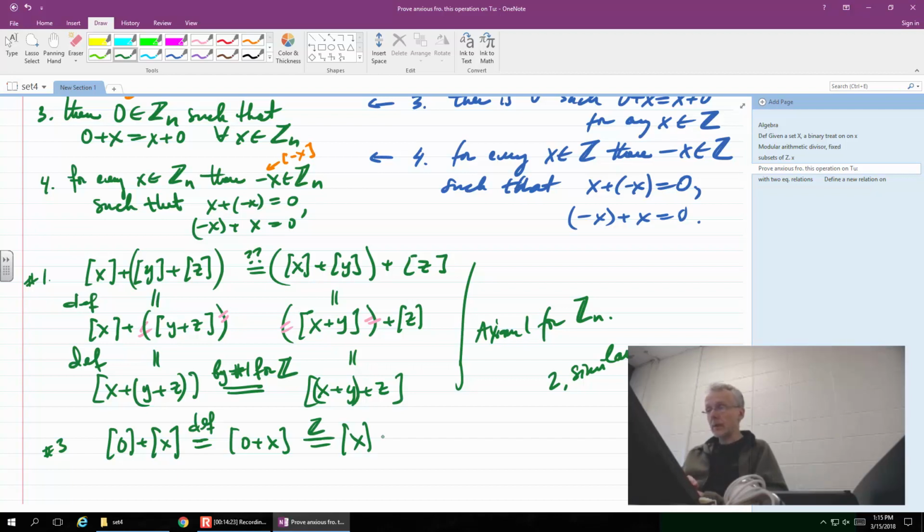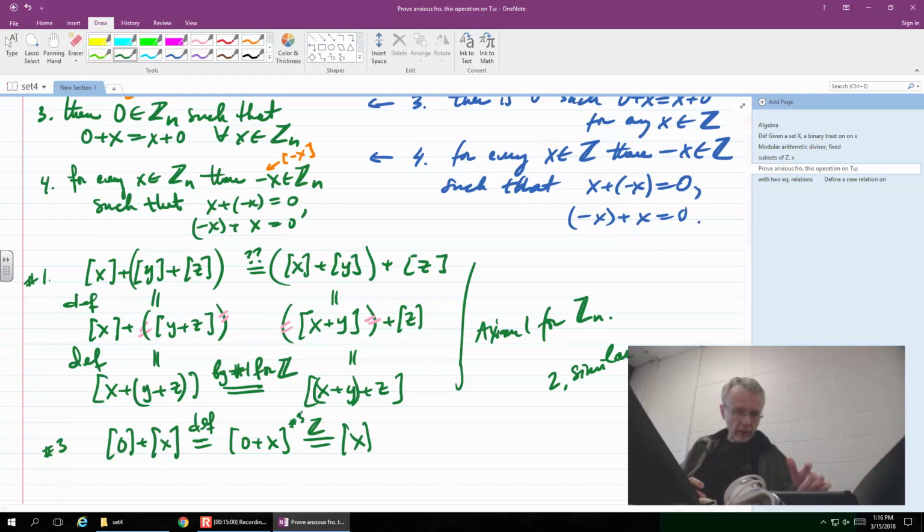So the standard is the same for all 4 axioms. You once again use the definition of the operation as many times as necessary, but somewhere in the middle or in the end, more likely in the end, you use the corresponding axiom for Z. So this is number 3 for Z. Okay. Any questions about this? Okay, so that's what we got.